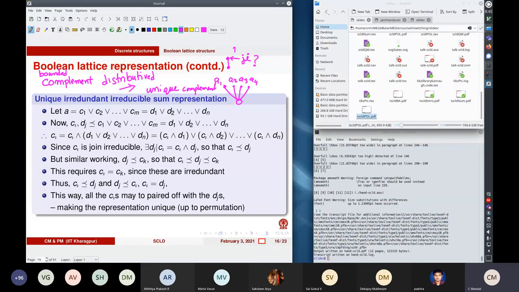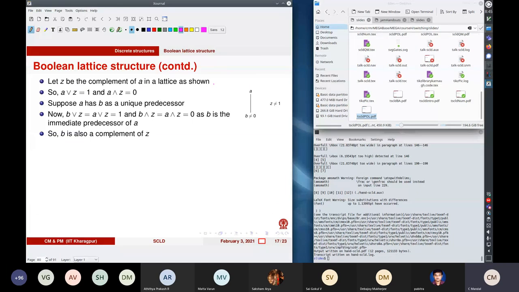You have unique complements. So let us see what happens with respect to complement. Here you have an element A, and you have an element Z, which is the complement of A. As you know, if Z is the complement of A, then these two properties are going to be satisfied.